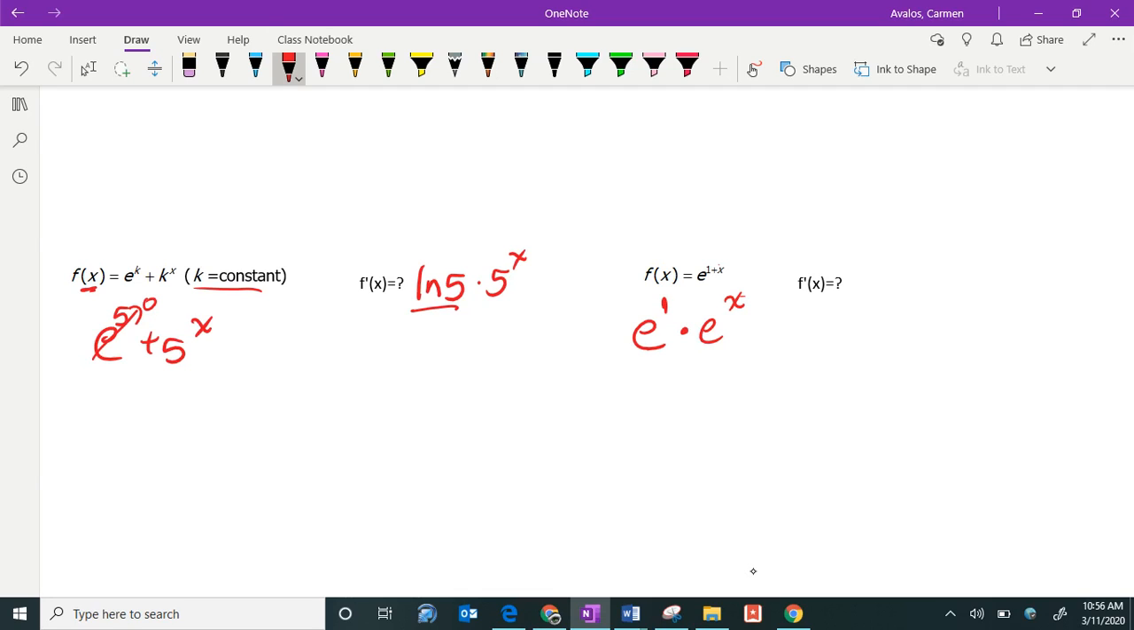So this is what we get. E to the 1 is a coefficient times e to the x. So this is just a coefficient. Coefficients always stay times e to the x, but the derivative of e to the x, the function, is e to the x. So if we want to put it back in the normal form, it's going to be e to the 1 plus x, which is the same as the original. It doesn't always become the same.